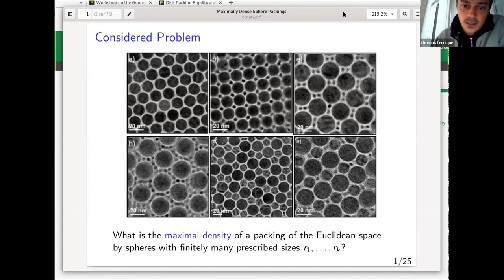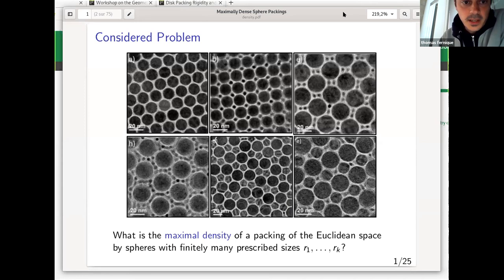Okay, so the problem I'm interested in: you have a given collection of spheres or disks, that is, you have given sizes, say R1 to RK, and you want to know what is the maximal density that you can achieve, and how the packing with the maximal density looks. Since density has not been defined, you consider a big square, and you consider the proportion of this square which is covered by your disks, and then you extend the size of the square.